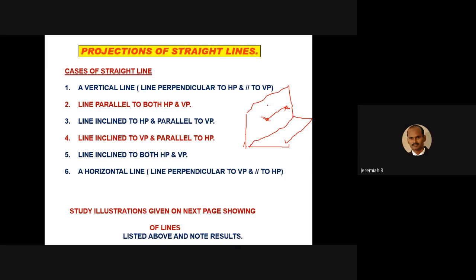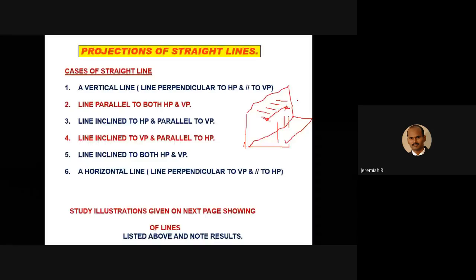That means from VP the distance is equal at any point, and from HP the distance is equal. So from here the distance is equal. So it is parallel to both HP and VP. So in the front view, what do you get? A line. In the top view, what will you get? You will get a line.